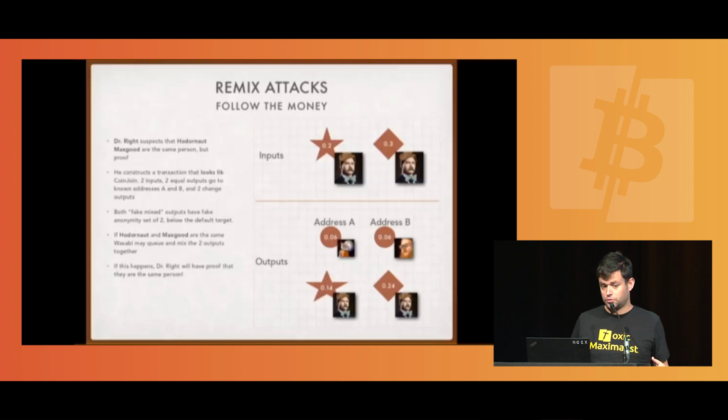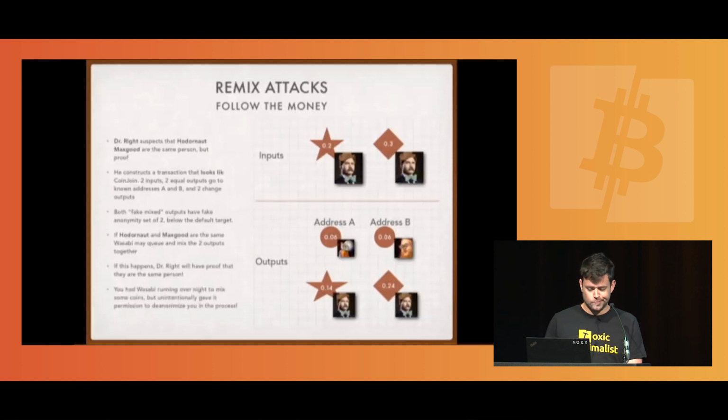If this happens, then Dr. Wright will have proof that they're the same person, because it's used on the same wallet. And really what happens here is that you had Wasabi running overnight because it tried to do mixing, and maybe during the night, Wasabi's decision made you de-anonymized, because it made a decision that breaks your privacy.